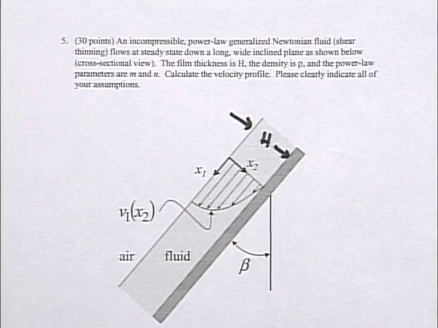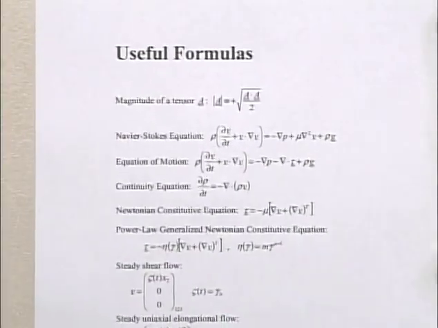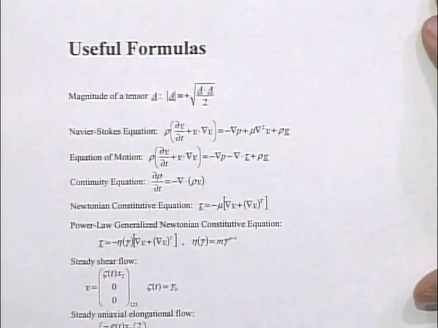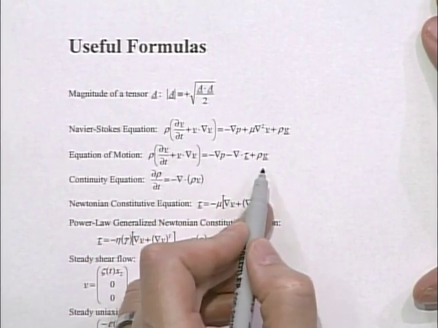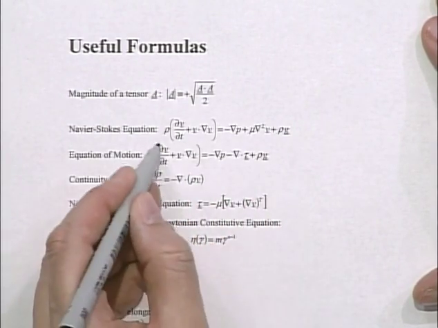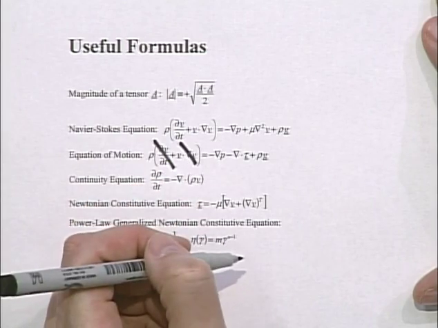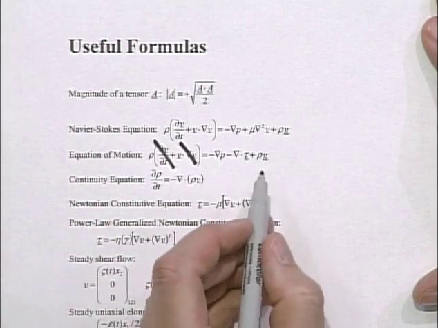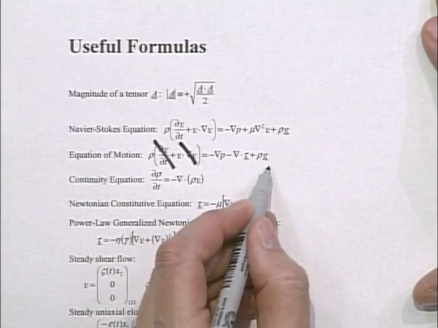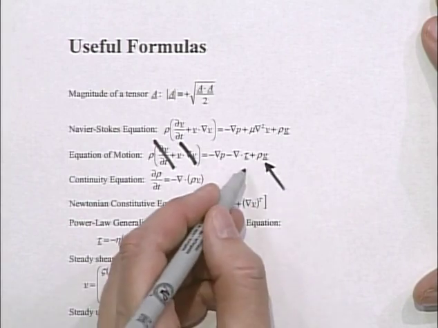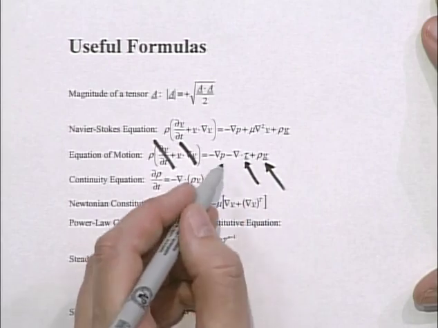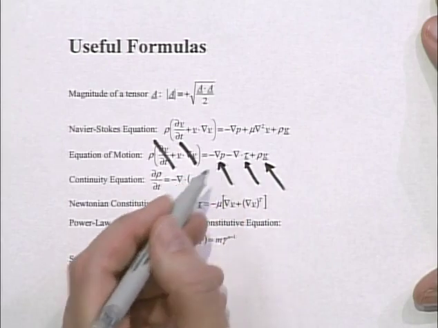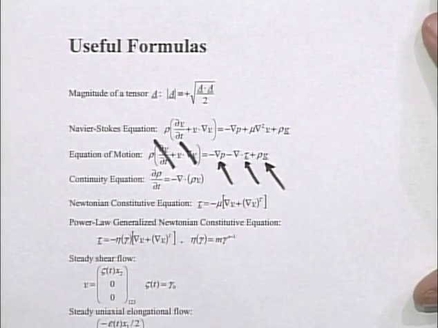I would give you, this was what was given that year, useful formulas. Here's the Navier-Stokes equation. Here's the equation of motion. So this is a steady unidirectional flow. And you would need to write the gravity vector. You would need to write the stress tensor. And you would need to write this pressure gradient.